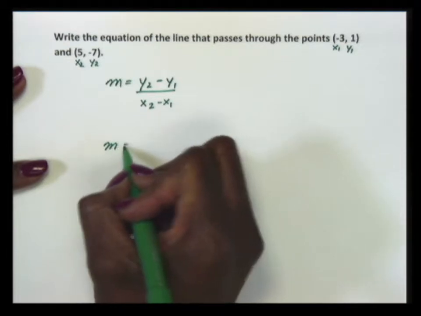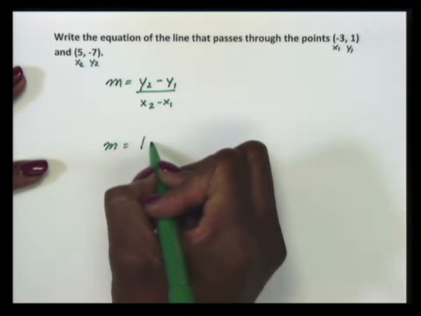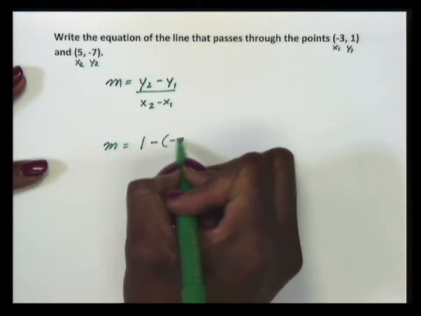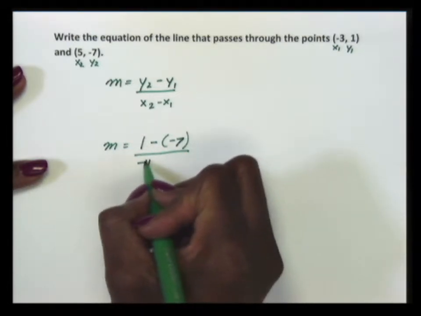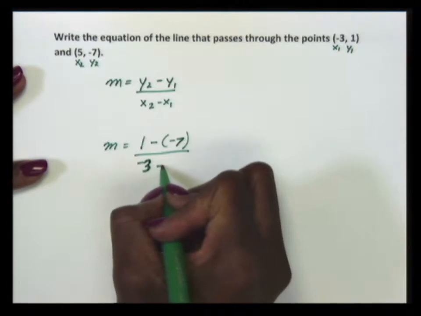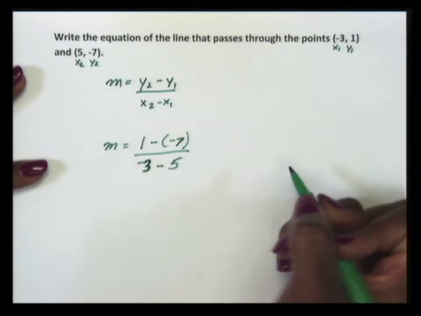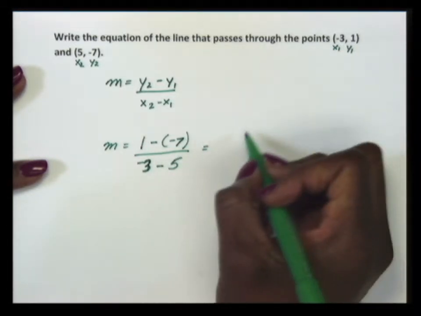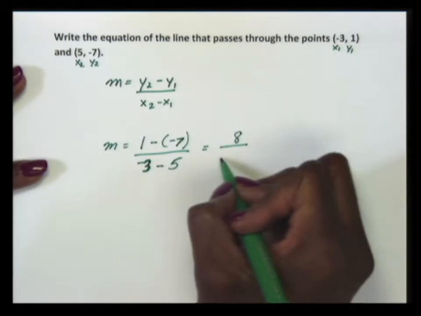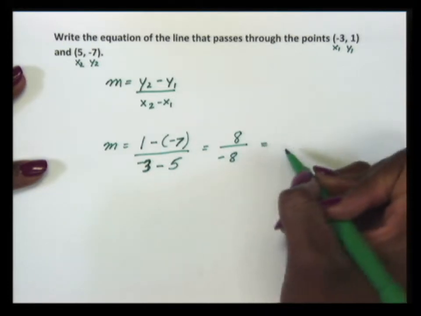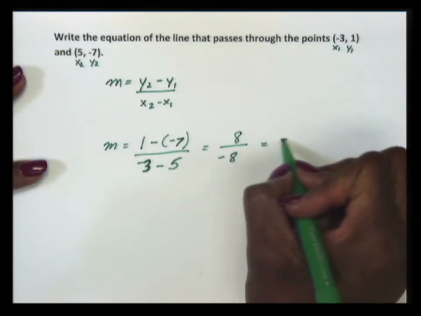So we have slope is equal to y1 minus y2 divided by x1 minus x2. When we simplify, in our numerator we have 8, in our denominator we have -8. Simplifying more, our slope is -1.